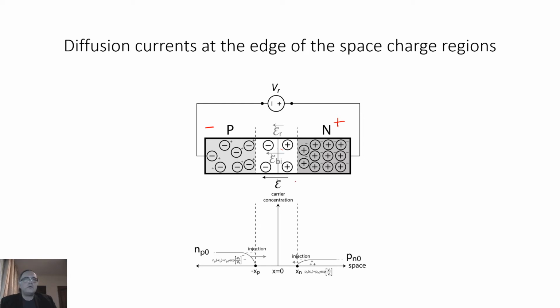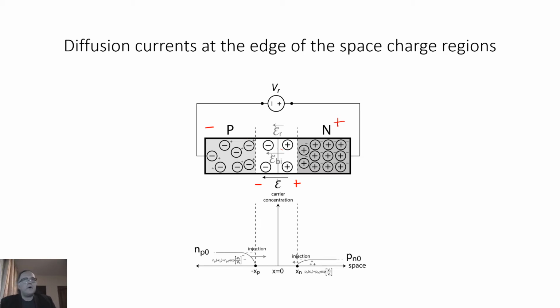So the potential barrier for the electrons on the N side to diffuse to the P side is increased, and virtually it becomes impossible for the majority carriers, the electrons on the N side, to diffuse to the P side.